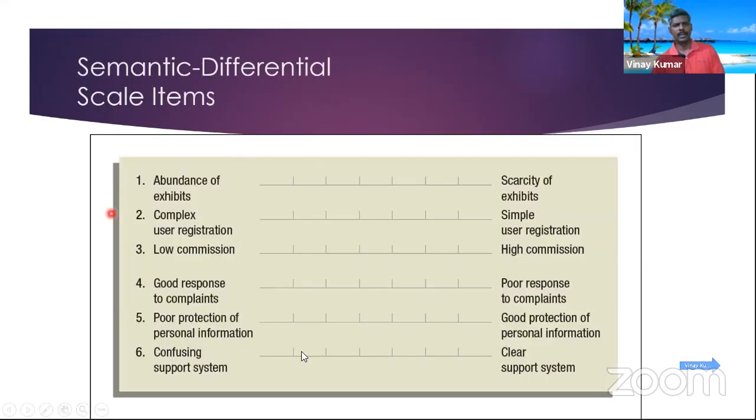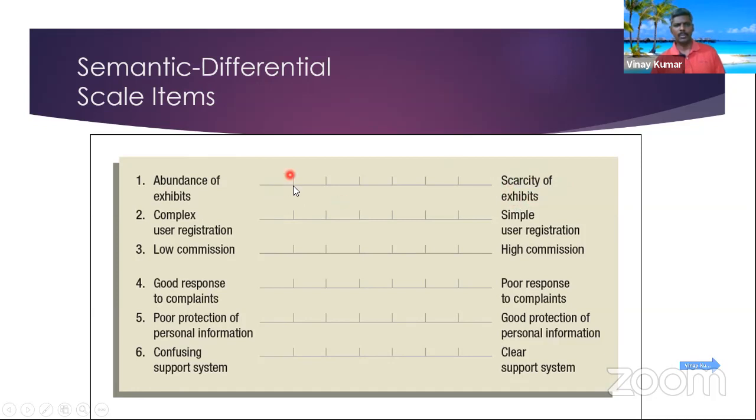In this example, we can find two extremes. In the Likert scale, we had seen different degrees of measurement where we can capture the attitude of the customer. But here we have two extremes, and the space is given between the extremes. The same example here, I'm explaining the semantic differential scale item. On the left extreme, you have abundance of exhibits, and on the right extreme, you have scarcity of exhibits.